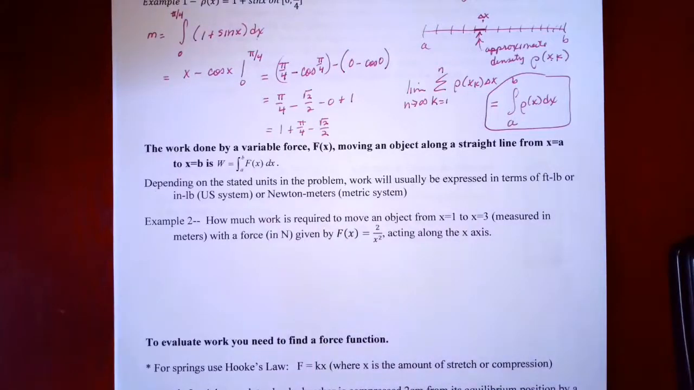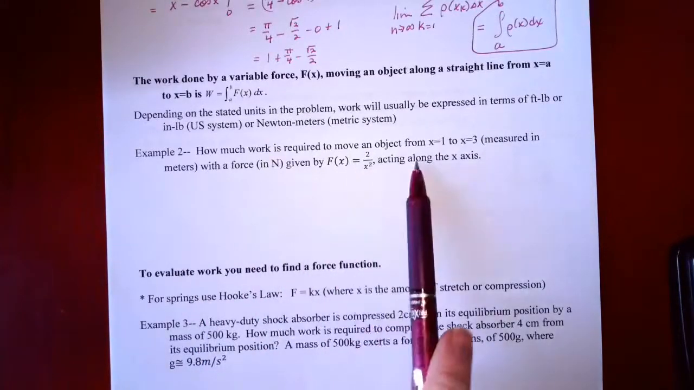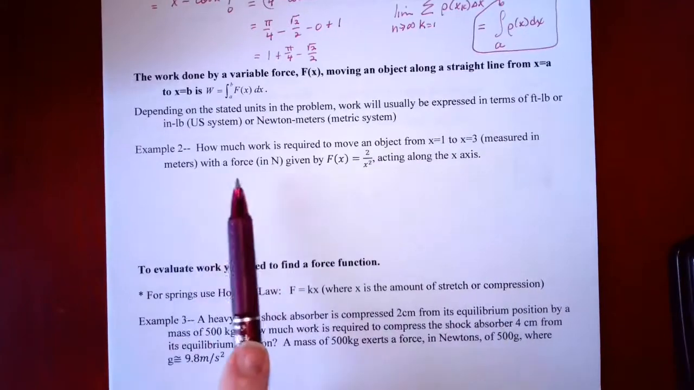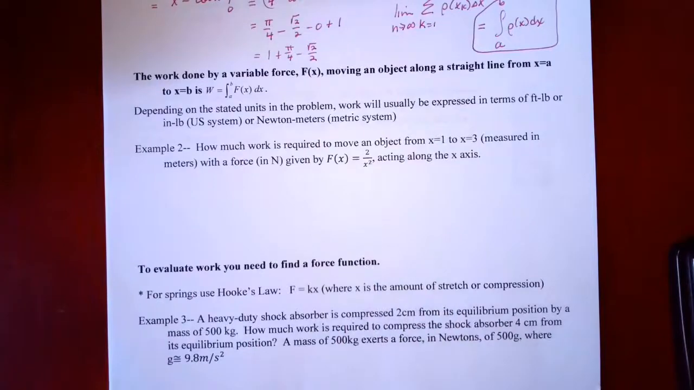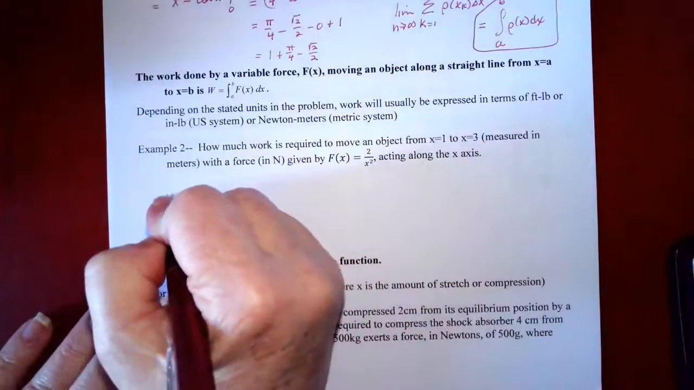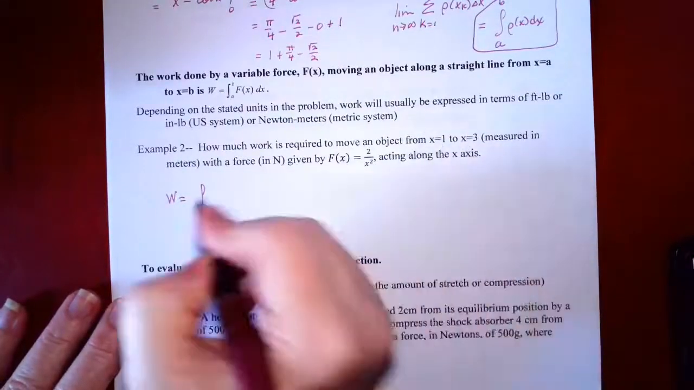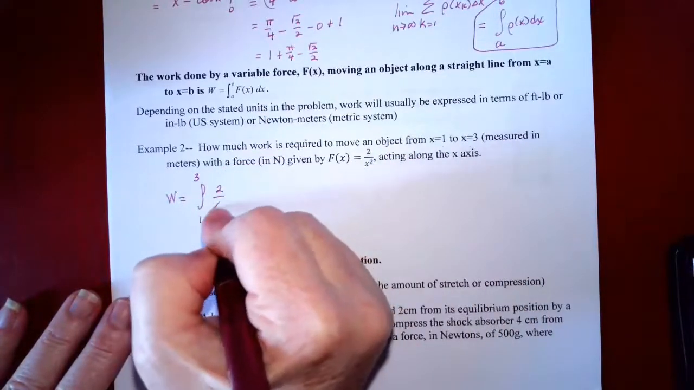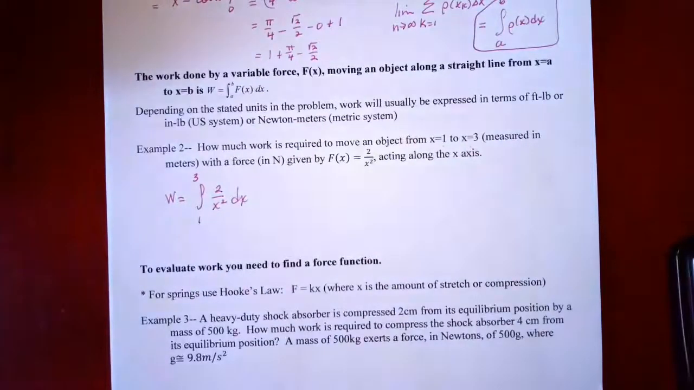Okay? So if you want to move an object from x equals 1 to x equals 3 in meters, using a force given by f of x is 2 over x squared acting in the direction of motion, it's as simple as can be. Our work will just be the integral from, in this case, 1 to 3 of the force function times the little increments of distance, f of x dx.